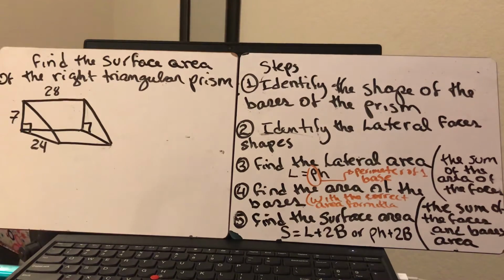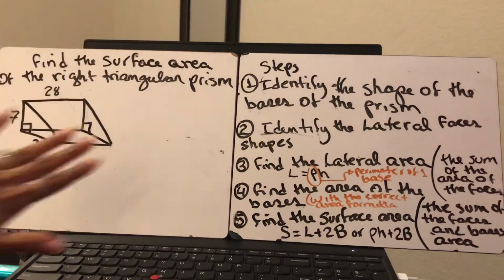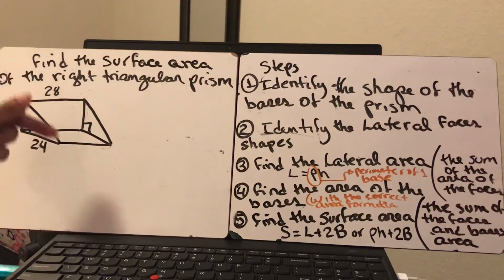So, moving on to how to do this problem. Here we have a right triangular prism. How do we find the surface area? The surface area is going to be the area of the entire shape, including its bases and all the faces.